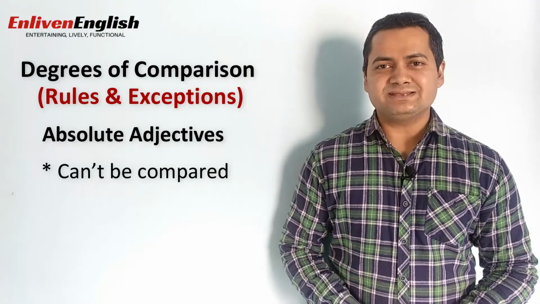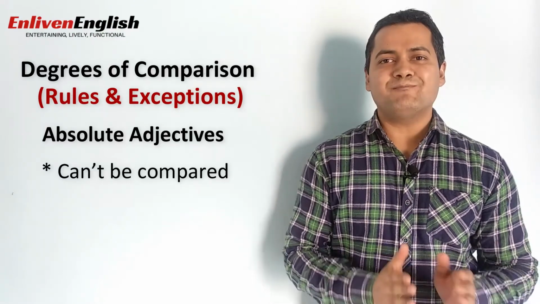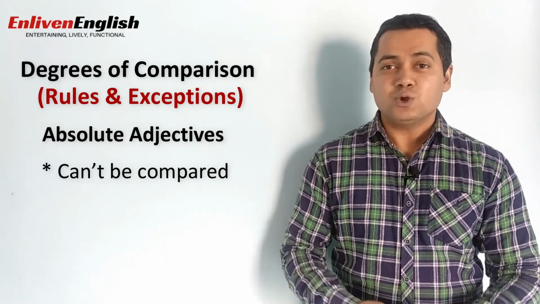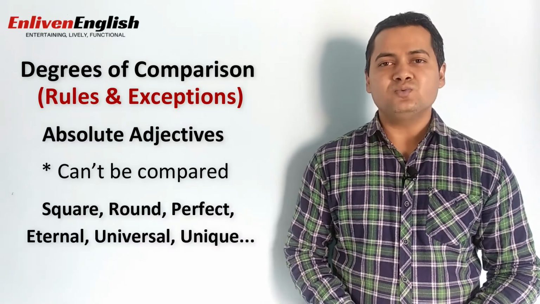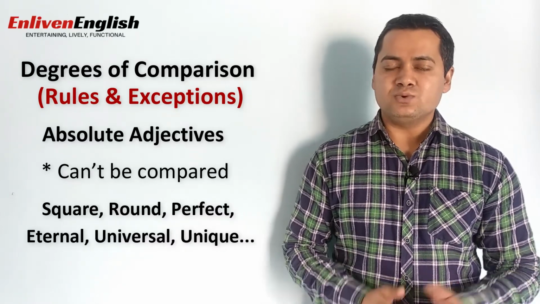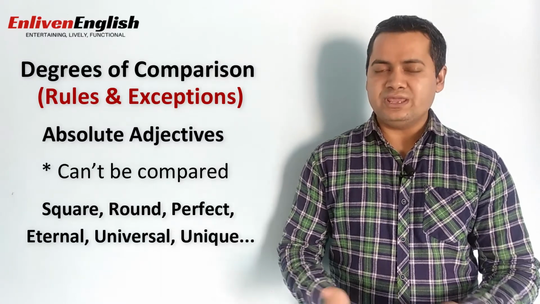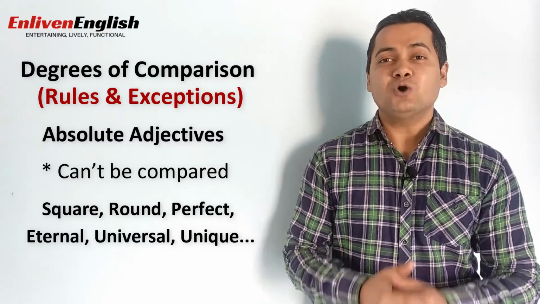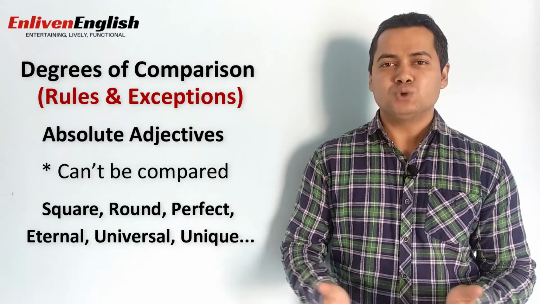Last but not the least, there are certain adjectives which are complete or absolute and cannot be compared, such as round, perfect, square, universal, eternal, unique, and so on. It will be wrong to use words like more or most with them.